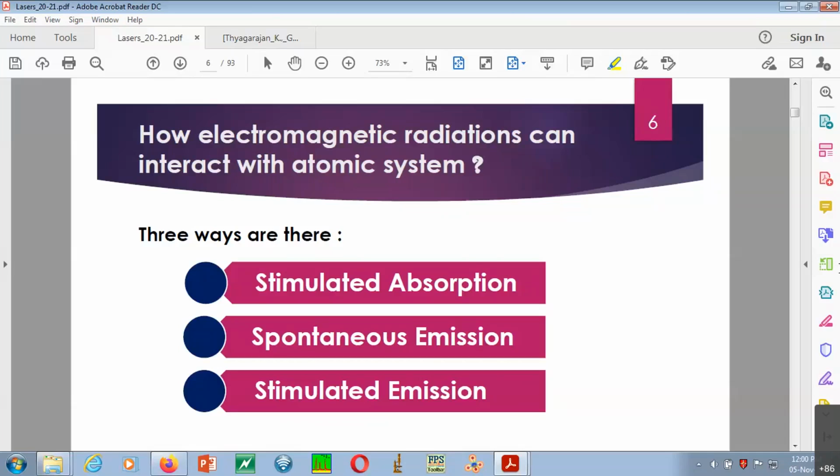Because it's completely random. But in case of stimulated, you people have the control. At this moment, I need to bring it down, so I will apply that much amount of force, energy, and I will bring it down. So that is control level, but the spontaneous process is not at all control level. We don't have any choice of that. And we don't know the time also, at what time it will emit.